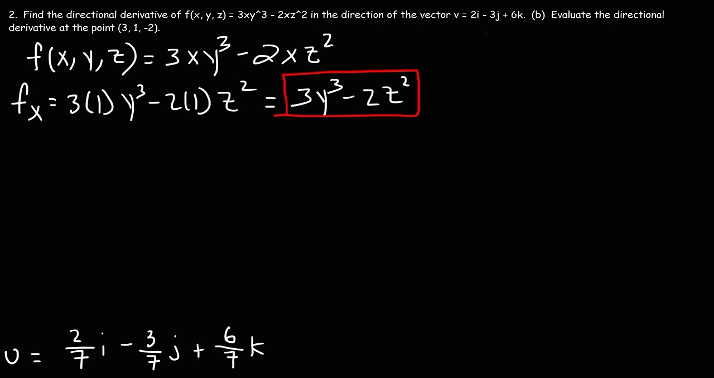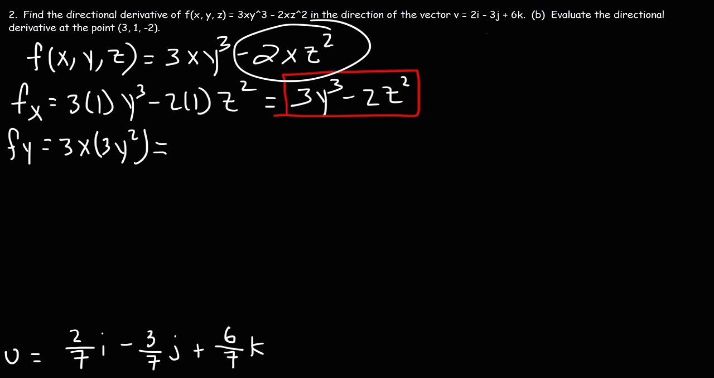Now let's find the other ones. So let's start with f sub y. We're going to treat x and z as if they're constants. So it's going to be 3x times the derivative of y to the third, which is 3y squared. And this doesn't have a y variable, so that's going to be 0. So this becomes 9xy squared.